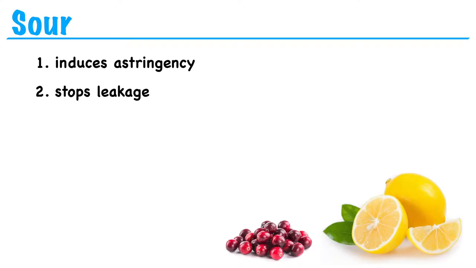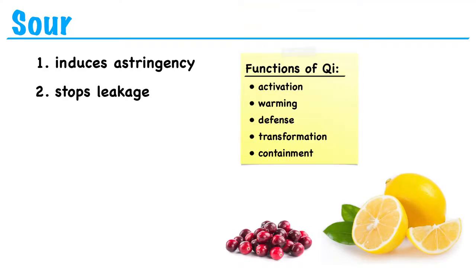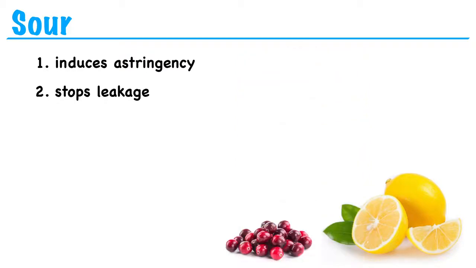Remember in fundamentals class, we learned the 5 functions of qi. Well, one of those functions was containment. Qi is supposed to contain and hold things in place. When qi is deficient and fails in its function of containment, then things leak out. What does this leakage look like?